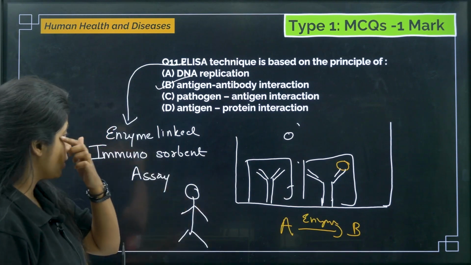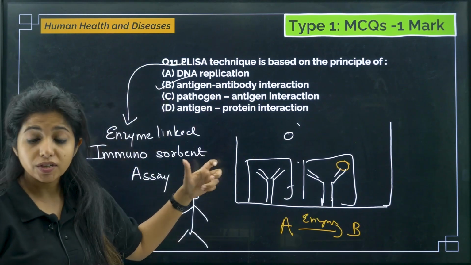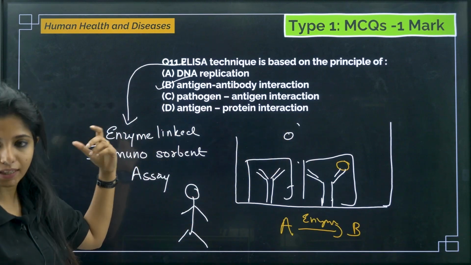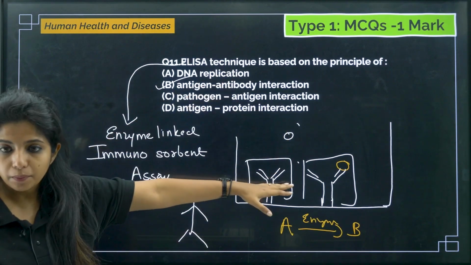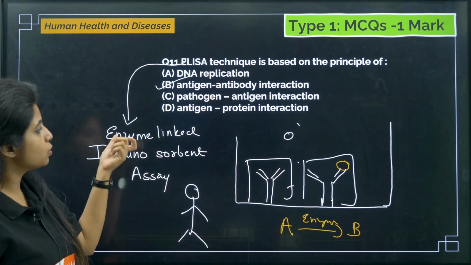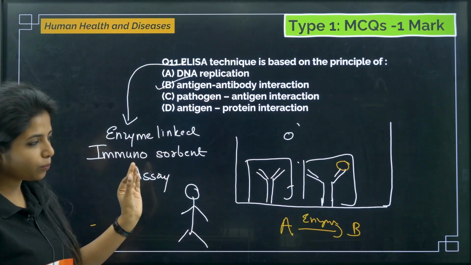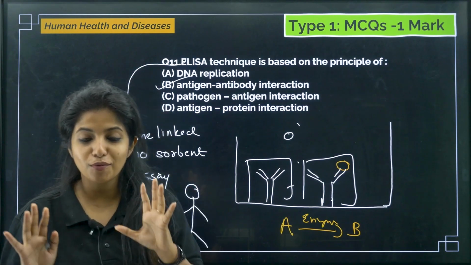Yeah, and one more very important thing. Now I hope you understand why it is known as enzyme linked. You are linking an enzyme with the secondary antibody that is coming and binding on the antigen, right? Which is why it is known as enzyme linked immunosorbent assay. I hope at least some part of it you will remember forever.